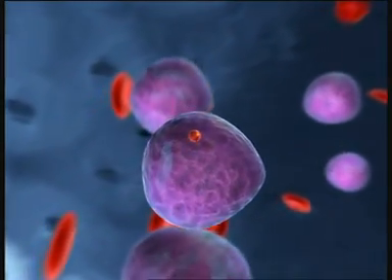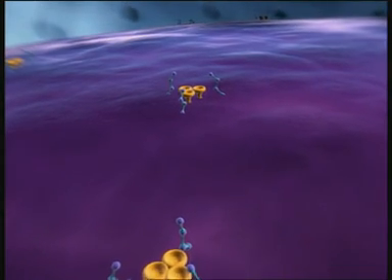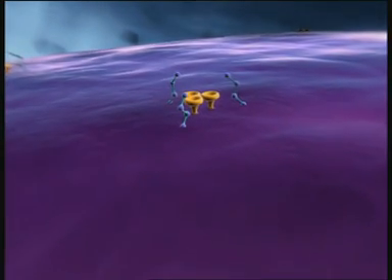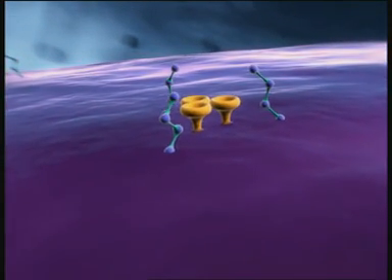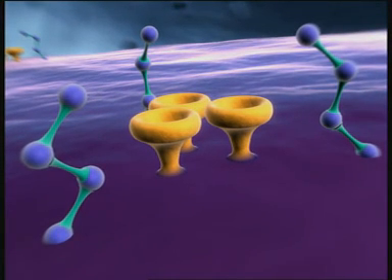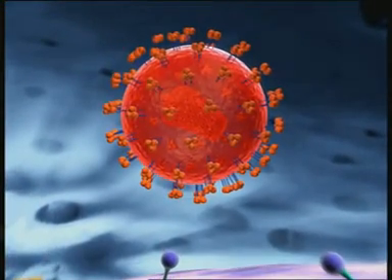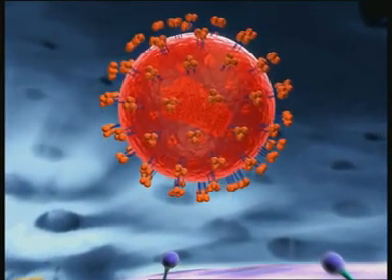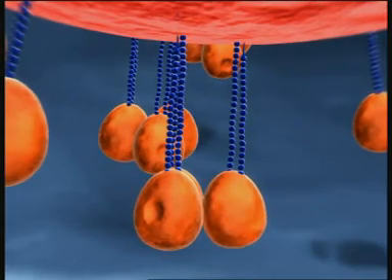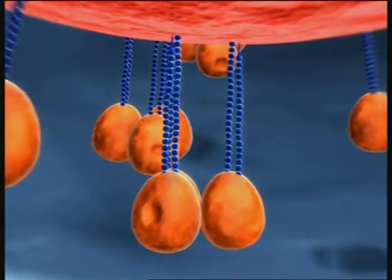Entry of HIV into the cell requires the presence of certain receptors on the cell surface: CD4 receptors and co-receptors such as CCR5 or CXCR4. These receptors interact with protein complexes, which are embedded in the viral envelope. These complexes are composed of two glycoproteins, an extracellular GP120 and a transmembrane GP41.